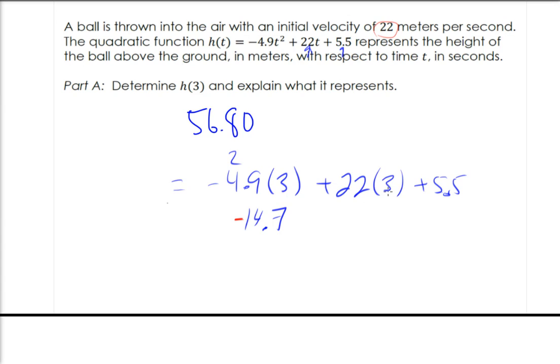All right, so now we got to add 22 times 3. That's 66. So I'm going to add 66 plus 5.5. 66 plus 5.5 is 71.5. Okay, so the height after 3 seconds is 71.5 minus 14.7. So let's subtract 14.7. 15 minus 3. All right, this is going to be 8. All right, we did borrow 1. All right, so this is going to be 6, and then we borrowed 1.